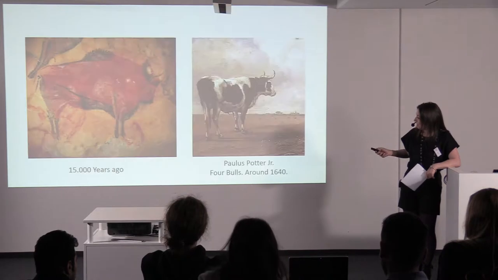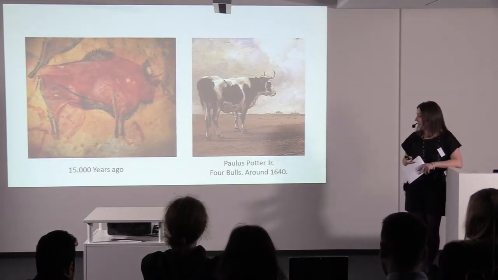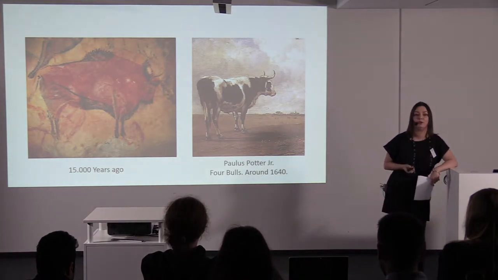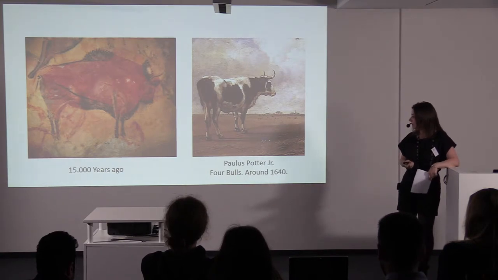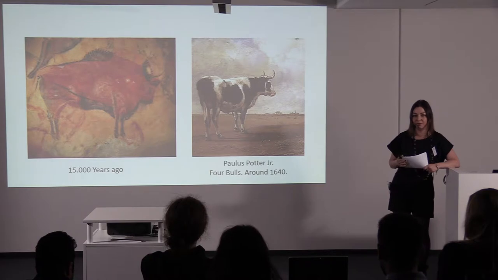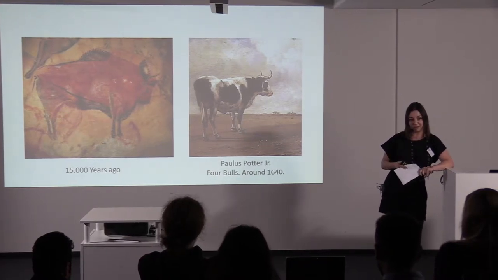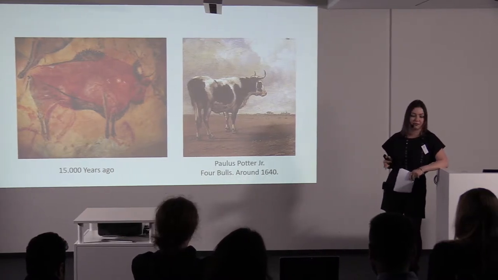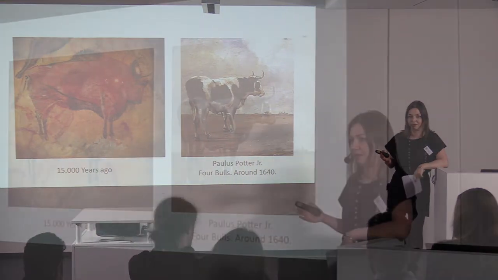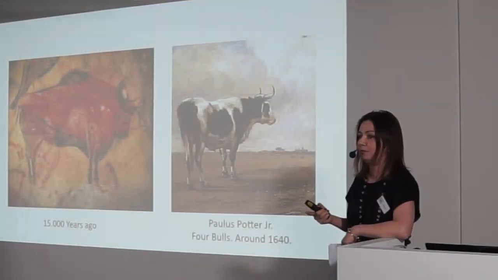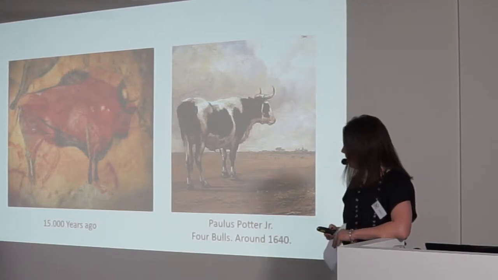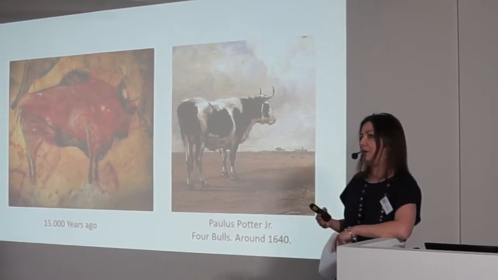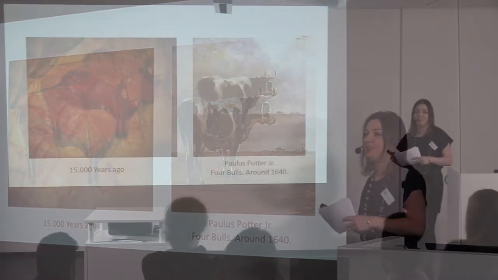So if we compare these images, the bison, which was painted 15,000 years ago, and the bull of Paulus Potter Jr. from a painting of the 17th century, is that really a difference of 6,500 years in between? Is it really 6,500 years of artistic evolution? The discovery of cave Altamira was the biggest problem for the artists of this time. They had to rethink the problem of art perception. If art hadn't changed that much, did they still need to paint nature once again? Was there a need to repeat each leaf, each flower?